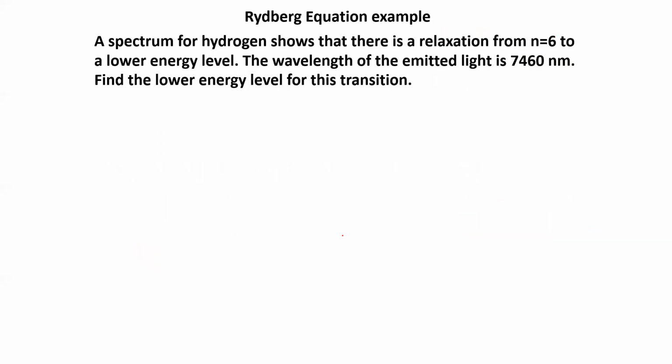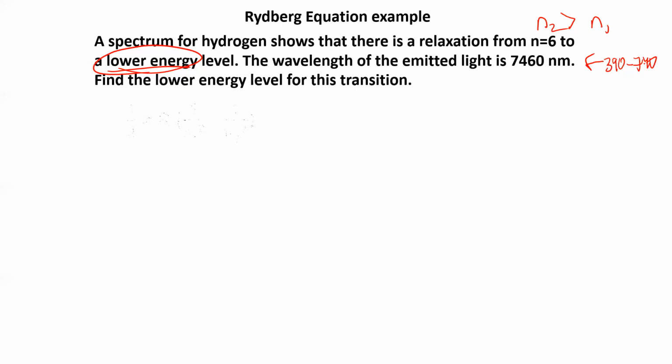So let's just do a problem. A spectrum for hydrogen shows that there is a relaxation from N equals 6 to a lower energy level. So right off the bat, this is going to be my N2 because it's going to be greater than my N1, because the N1 is lower in energy. The wavelength of the emitted light is 7,460 nanometers. So this is not in the visible region, right? The visible region is 390 to 740. So this is a much longer wavelength, so it's not going to have as much energy. But the whole goal of this is to find the lower energy level.